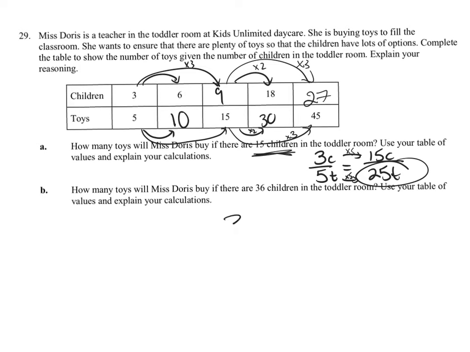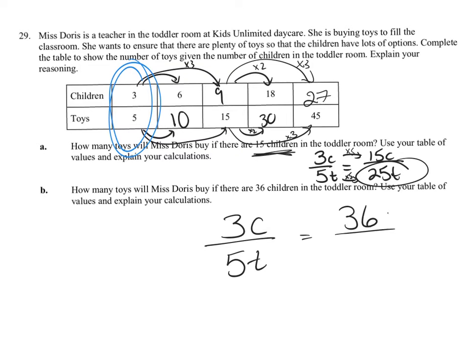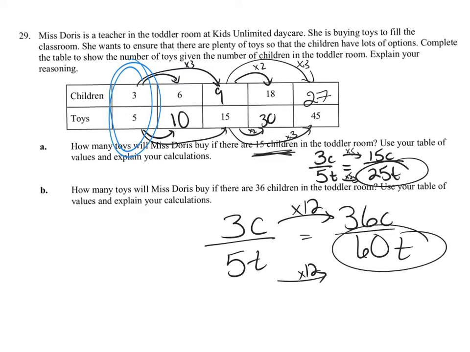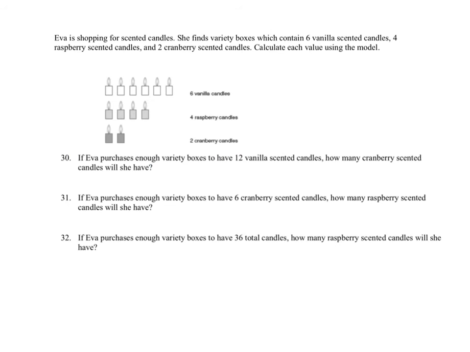Okay, what if she had 36 children? Same thing, 3 children, 5 toys. This is all being pulled from right here. Okay, and she has 36 children now. 3 times 12, so 5 times 12, which is 60 toys. So we're just doing proportions in these problems.